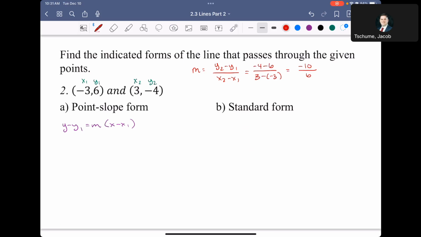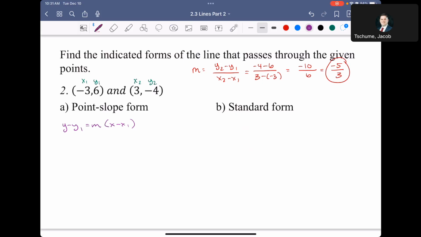Both of those numbers share a 2 in common, so we're going to simplify our slope here. If I divide both of those numbers by 2, you should simplify this into -5/3. Now that I know what my slope is, and I've already labeled my points appropriately, I can now go ahead and find my point slope form.